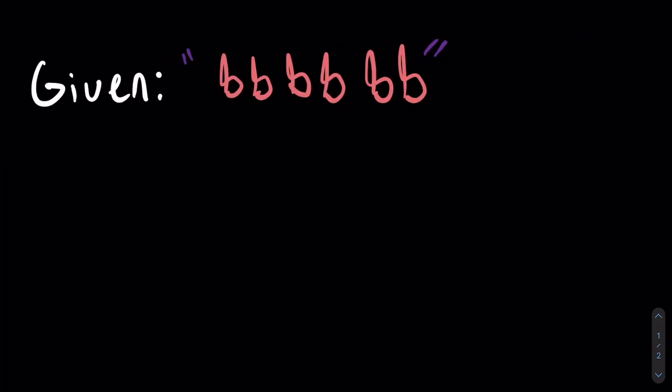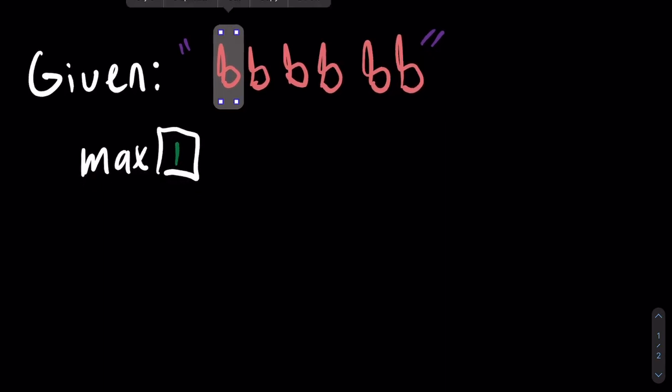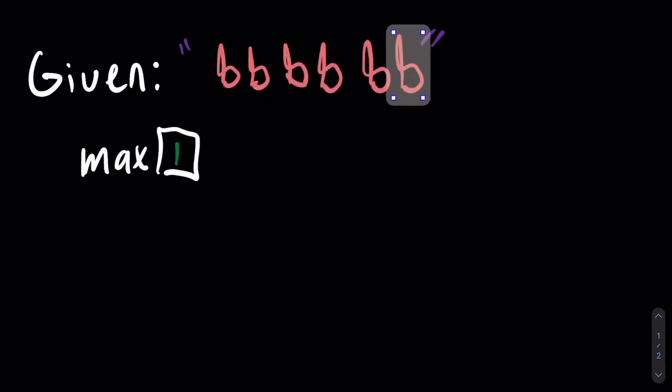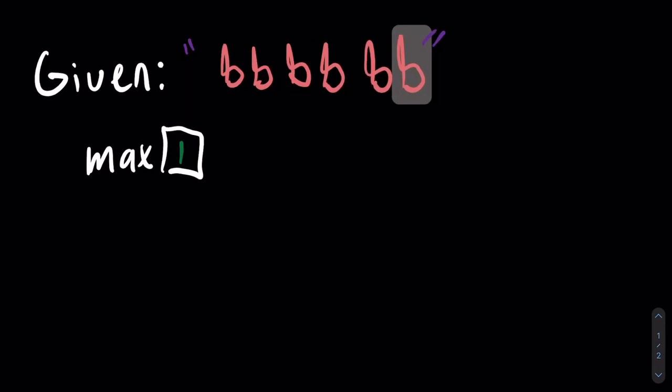Given a string of all B's of length 6, let's make our window. This has all unique characters and a length of 1. So max is 1. Expanding the window 1 to the right gives us a window of size 2, but it does not have all unique characters, so the max does not change, and we shift it to the right. This will keep on happening throughout the entire string. Let's take a look at the final example.